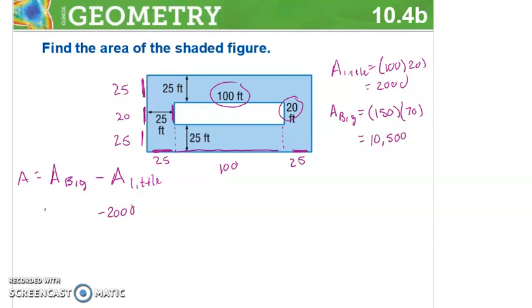So now to find the area of the total shaded area is 10,500 minus 2,000, and that equals 8,500 square feet.